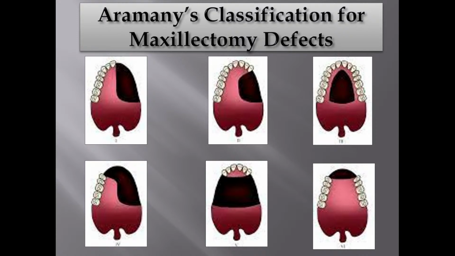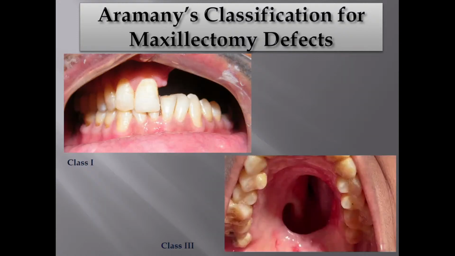And let's see photos of patients with these types of defects, and you can see on this picture class 1 and class 3. Class 1, as you remember, is a unilateral defect with one intact side and abutment teeth on this side. And class 3 is a defect inside the hard palate and sometimes the soft palate too, but all teeth are intact.